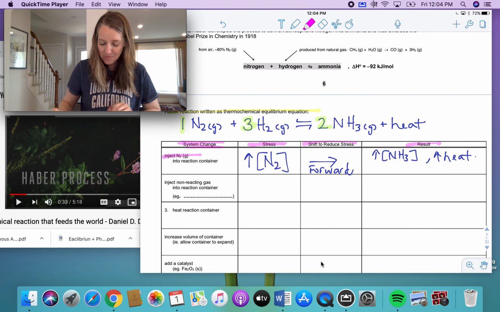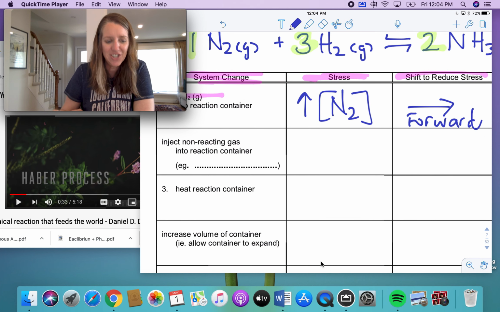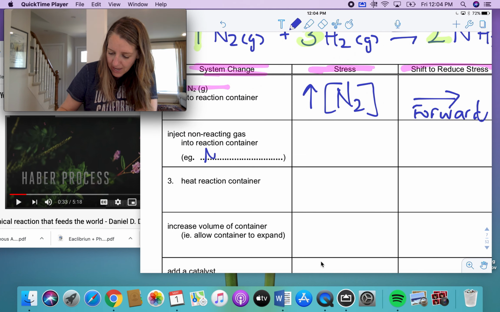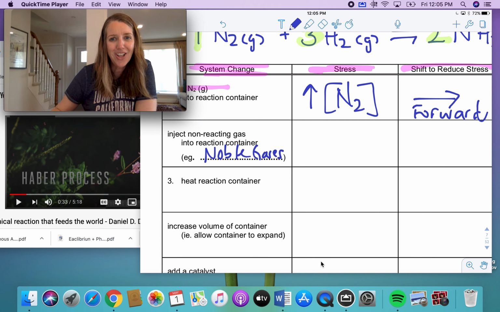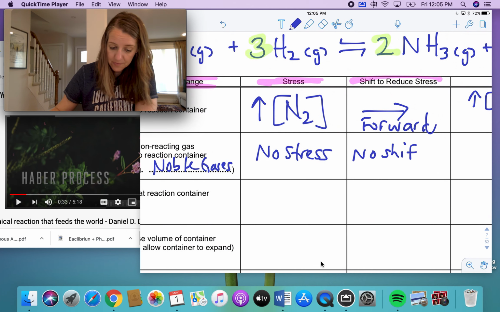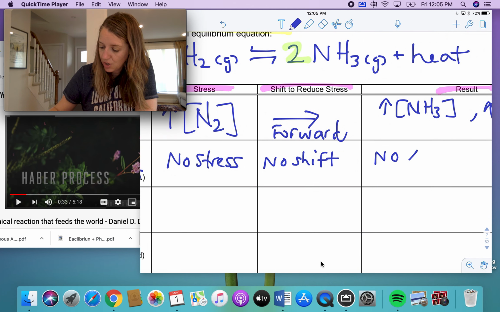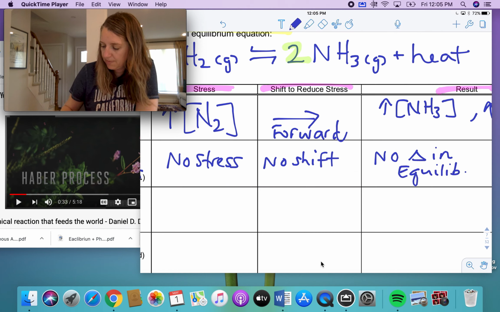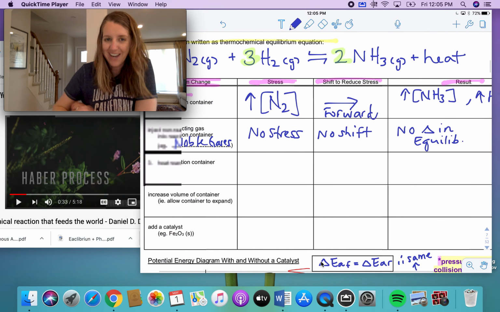So let's do the next one. The next one is, well, what if you inject some non-reacting gas into the container? So we're talking about, well, what if you added some noble gases to it? These aren't reacting gases at all. So are they going to cause any shifting to this equilibrium? No, no stress, because they're not part of the system at all, right? So you're going to have no shift. And you're going to end up with no change in the equilibrium.